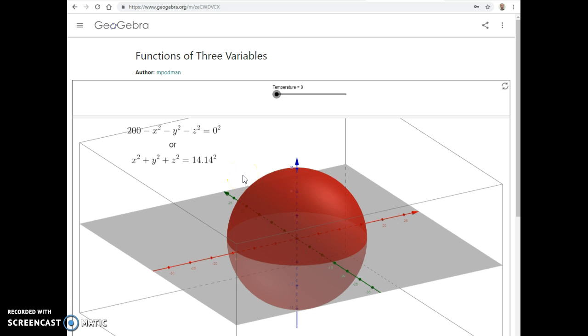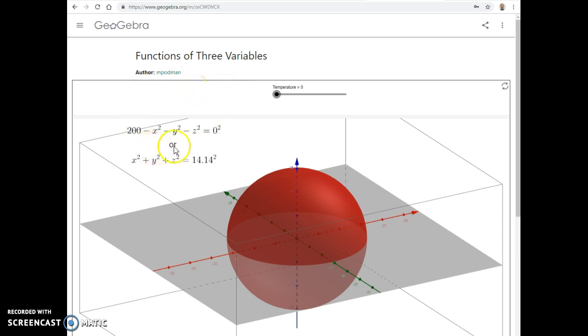All right, so here is my little applet to visualize this process. And so here we have the function 200 minus x squared minus y squared minus z squared equals, and in this case, the temperature is the quantity we're going to fix. Right now, this is reading 0 because I have the temperature, the output of this function, set to 0. Now, if you'll recall, we had t on the left-hand side, and now the temperature's on the right. But nonetheless, this is the same function.